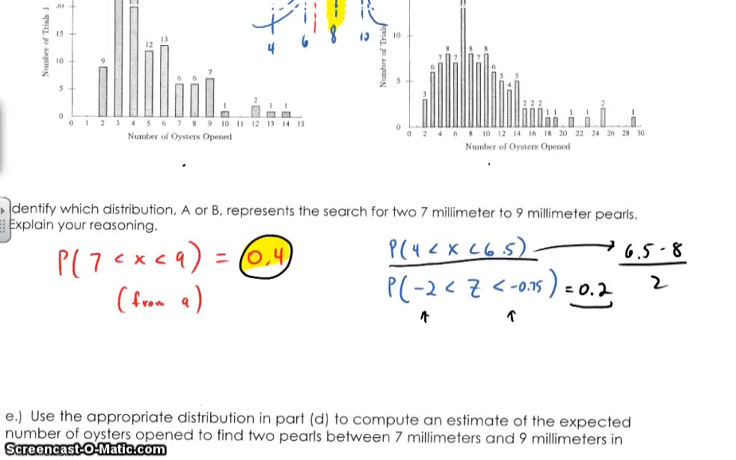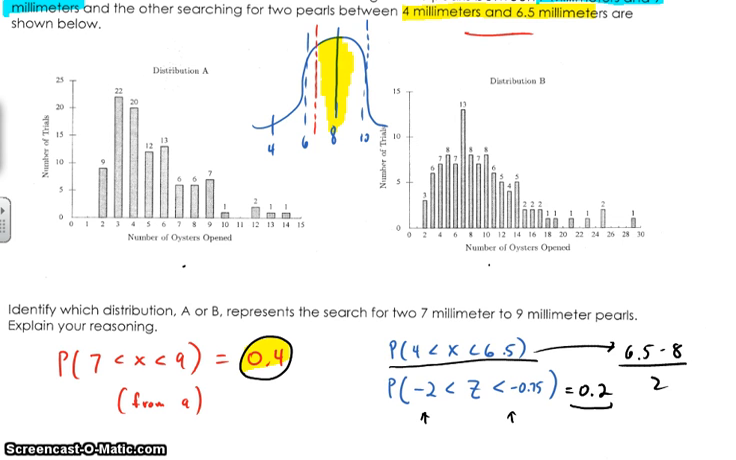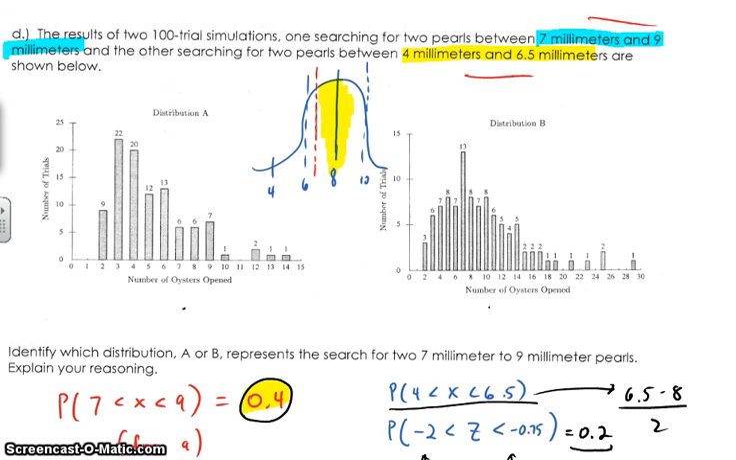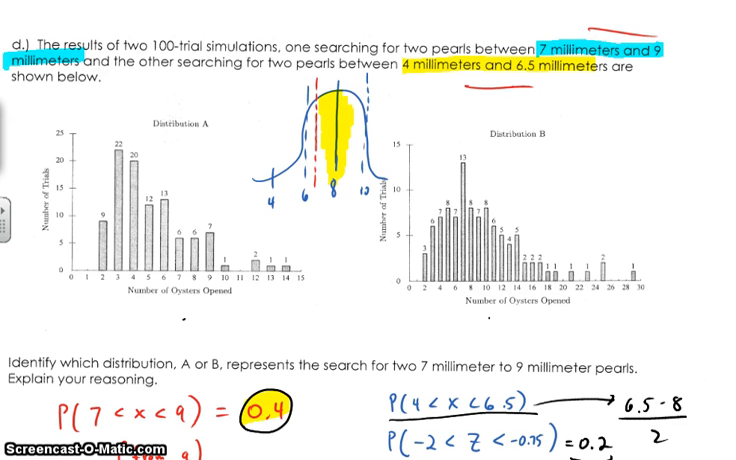So that's going to help us figure out which one of these is the one we want. Okay, so the question says which one is between 7 and 9. So if it's more likely to find between 7 and 9, it's going to take us on average less number of trials to open, or less number of oysters, in order to find 2. So if I look at this, I see that this one I get up to 30, and there's a lot more in like the 8 to 10 range, whereas here the maximum is 14, and there's a lot more in the 4, 5, 6 range. So this must be the one that's between 7 and 9.